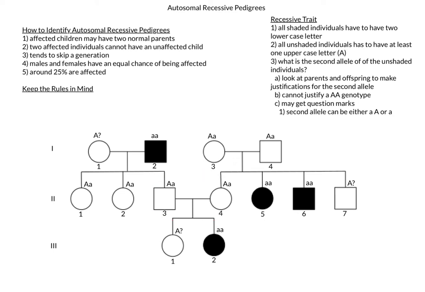Keeping these simple rules in mind should make you able to complete autosomal recessive pedigrees without too much trouble. Always start by confirming that the pedigree is in fact autosomal recessive, then add your knowns to complete as much of the pedigree as possible, and then just ask, what is the second allele of the unshaded individuals? This concludes our video covering how to complete autosomal recessive pedigrees.